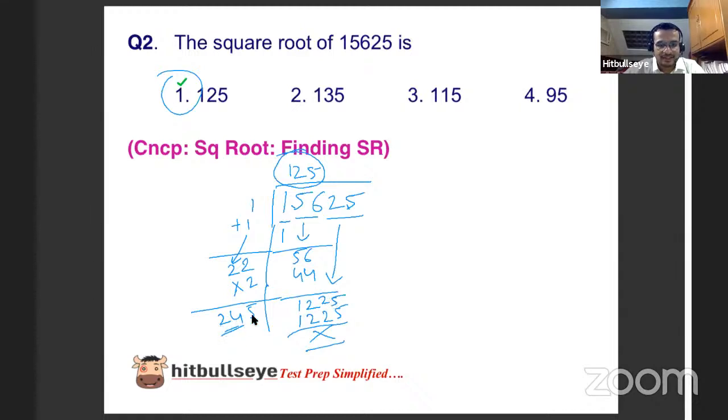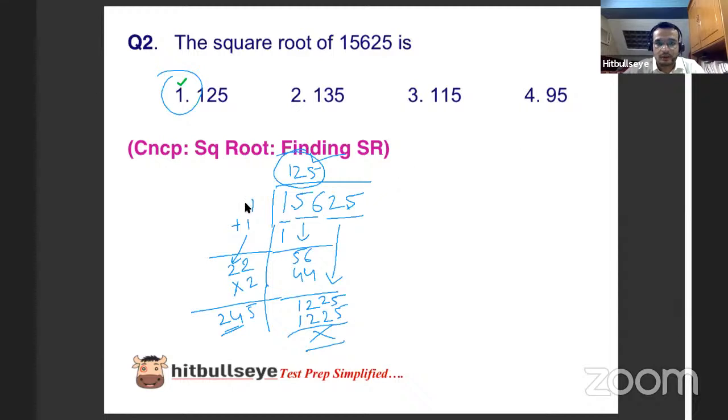Similarly, I bring down the next pair I had, 25. And what is the next number I should mention and multiply with the same so that this number is divisible? I can see it is 5. 245 into 5 is 1225. And I am able to have my number. And the square root value is therefore 125. This is the way I solve for finding any square root of a given number, whether it is complex or easy. Perfect, Amrit. Thank you.